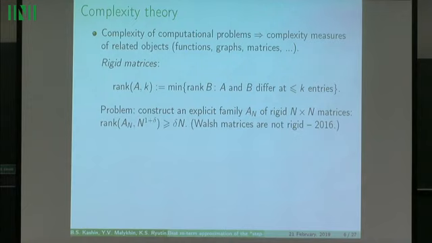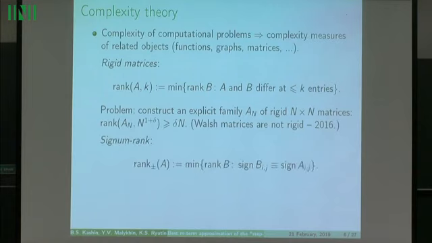So I mentioned one of the problems in this area. It's, I think, rather known to specialists in computer science. So somehow one is encouraged to construct an explicit family of rigid n by n matrices, a family of matrices with this condition. And one of the results, which was somehow surprising, is that Walsh matrices were not rigid. That's one of the fresh results in this area.